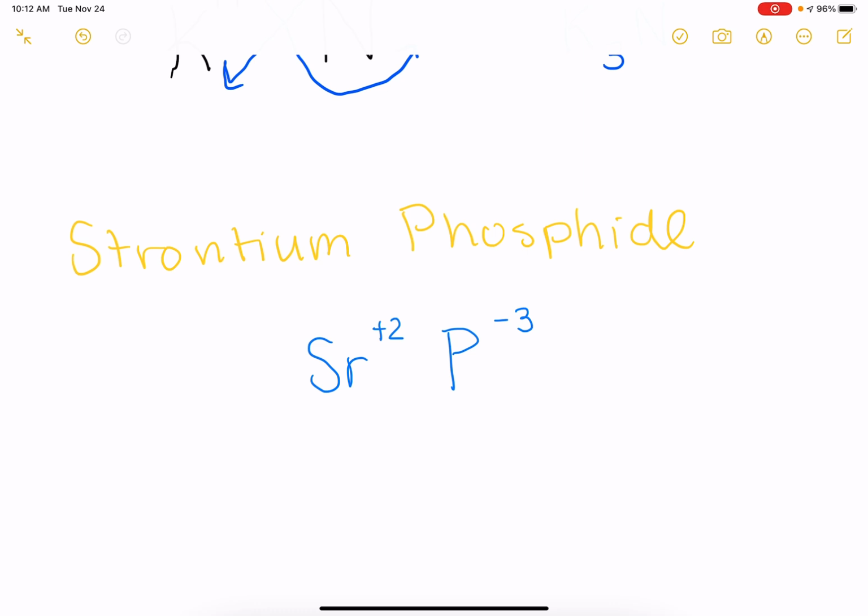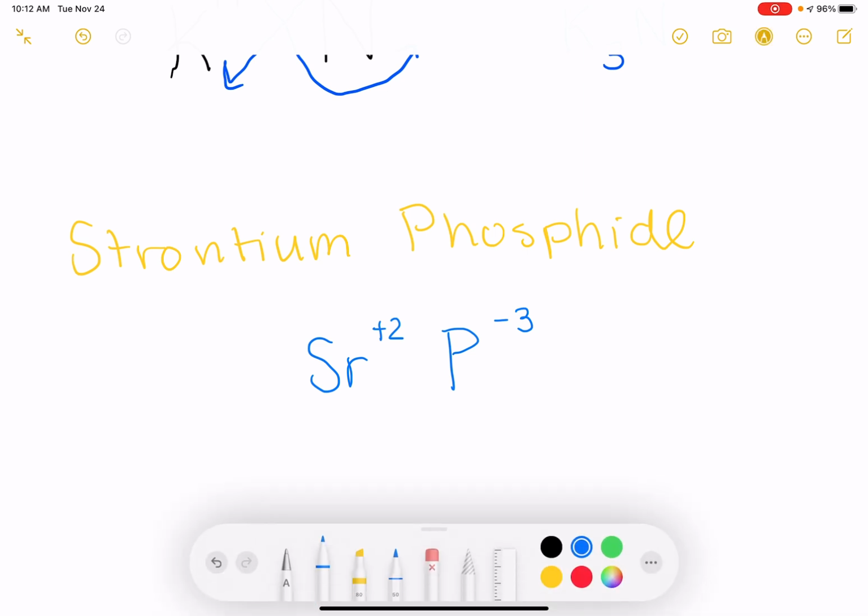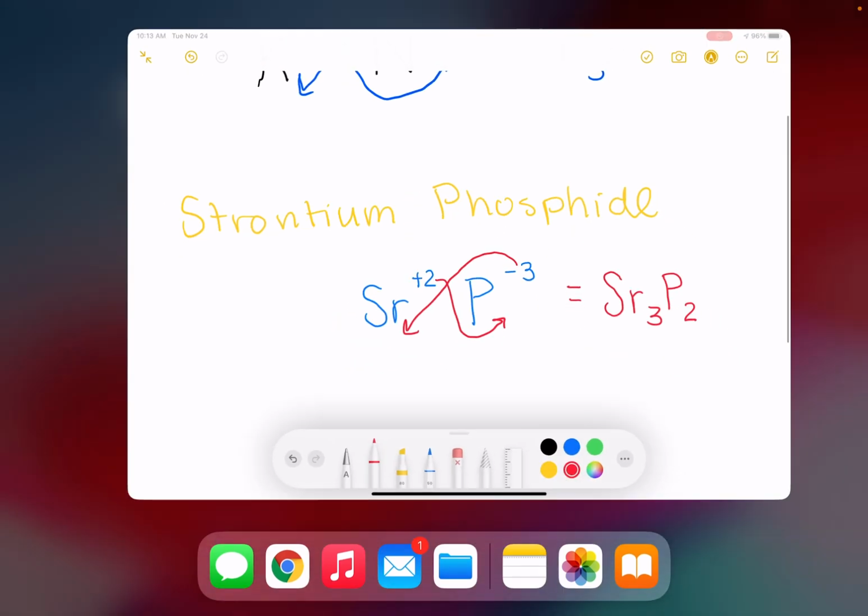So we've got strontium and we've got phosphide, and it's a +2 for strontium and a -3 for phosphide. They're not the same. So we do need to do that crossover method or the whale or whatever you want to call it. So this 3 comes down here and this 2 comes down here. So what does this become? It becomes Sr3P2. All right. So we're taking those numbers when we cross over, but we're not taking the charges. So that's how we balance the compound.